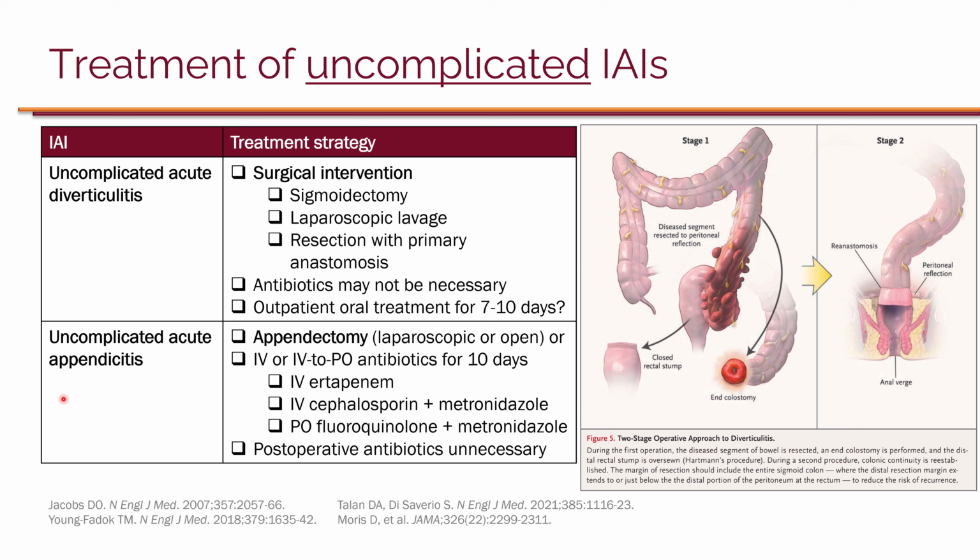For uncomplicated acute appendicitis, again, appendectomy is a very effective treatment. Alternatively, patients who do not want to get appendectomy may receive either IV antibiotics for 10 days or initial IV transition to PO antibiotics. And recommendations include ertapenem, combination of cephalosporin plus metronidazole, or oral fluoroquinolone plus metronidazole. Once the patients have received surgical intervention, there is really no need for antibiotics post-operatively.